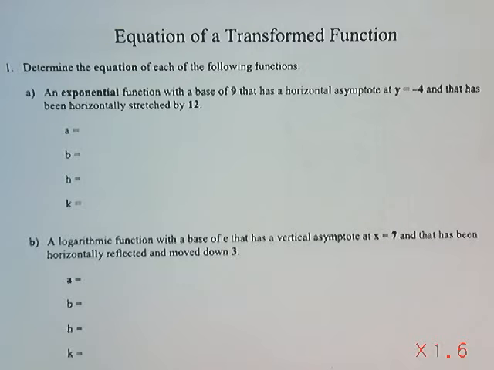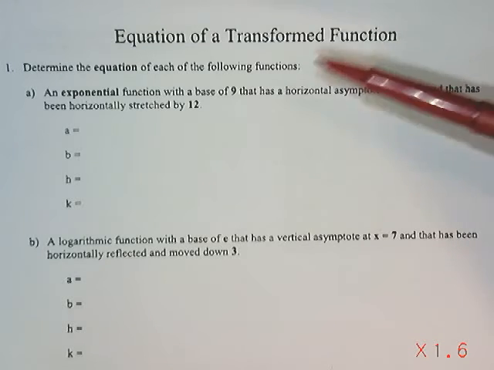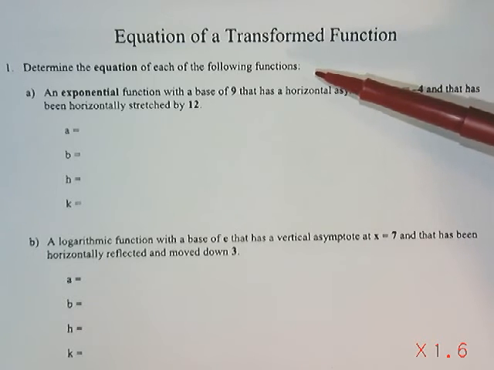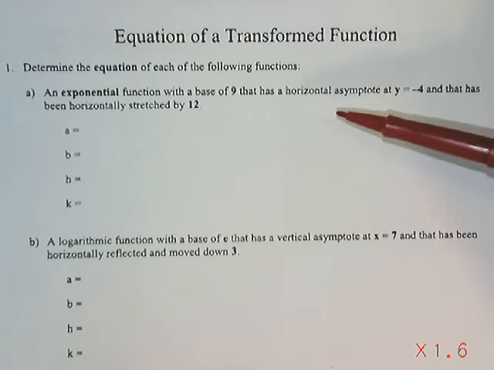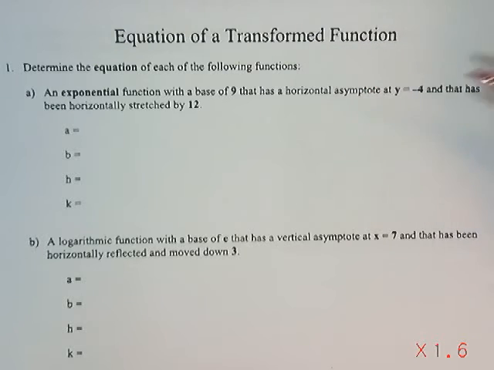This is part 1 of our lesson on equation of a transformed function. So our instruction here says determine the equation of each of the following functions. So I'm going to read through part A. It says an exponential function with a base of 9 that has a horizontal asymptote at y equals -4 and that has been horizontally stretched by 12.